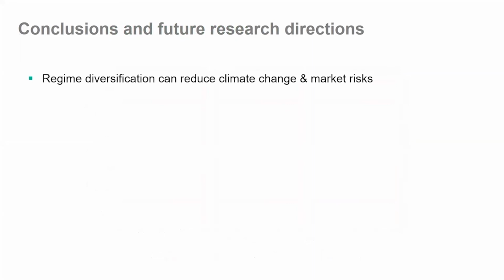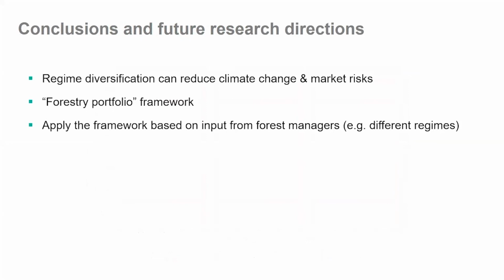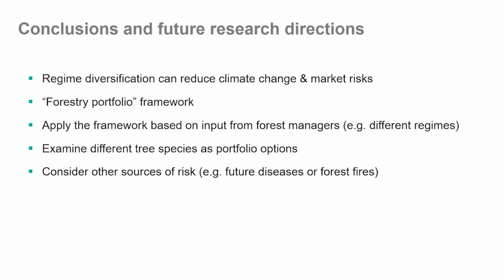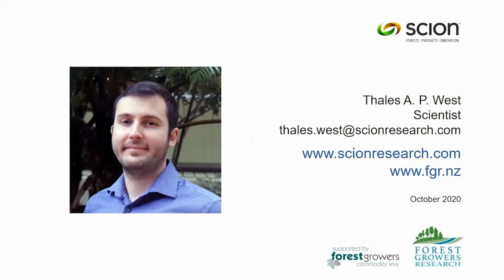Well, our results suggest that regime diversification can reduce climate change and market risks, okay? But this presentation is really about the framework that we are proposing here, how to create these forestry portfolios, not the results per se, okay? We can apply this framework based on input from forest managers, different inputs, different assumptions, okay? For example, we can consider different regimes. We could also examine different tree species as part of portfolio options. Right now, we're only focused on Pinus radiata. We can also consider other sources of risks, for example, future diseases or forest fires. And we can expand our analysis to other sites or other regions. Okay, and that's all I have for you. Thank you very much.